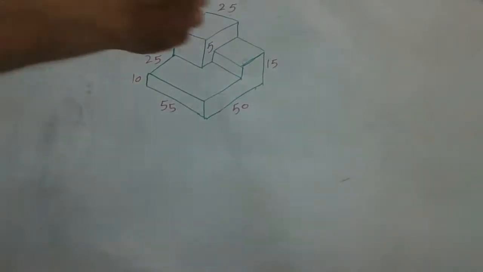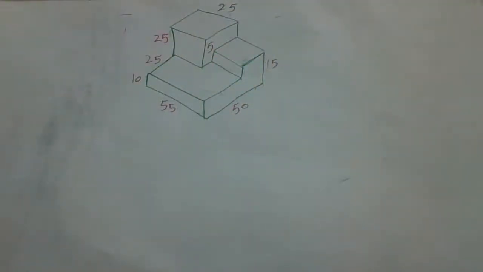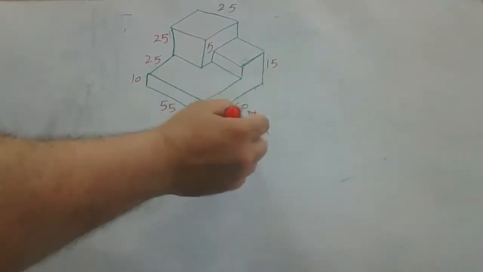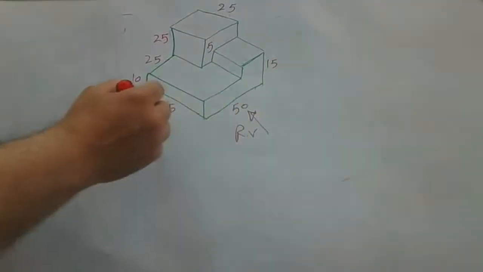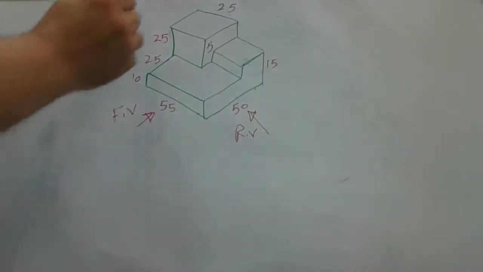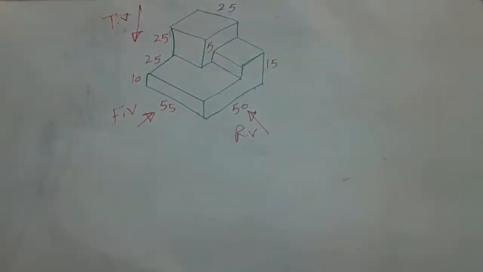This is the sketch with the given dimensions. Now we have to assign here: this is the right view, and here the front view. Also from here we can see the top view. Okay, this is the irregular shape.